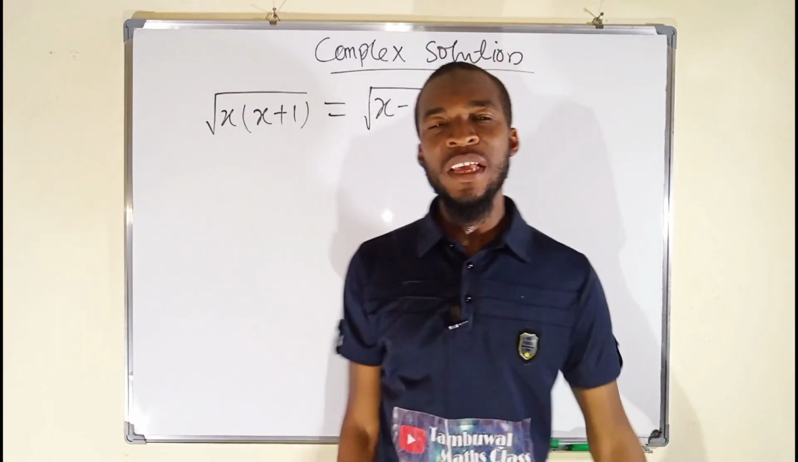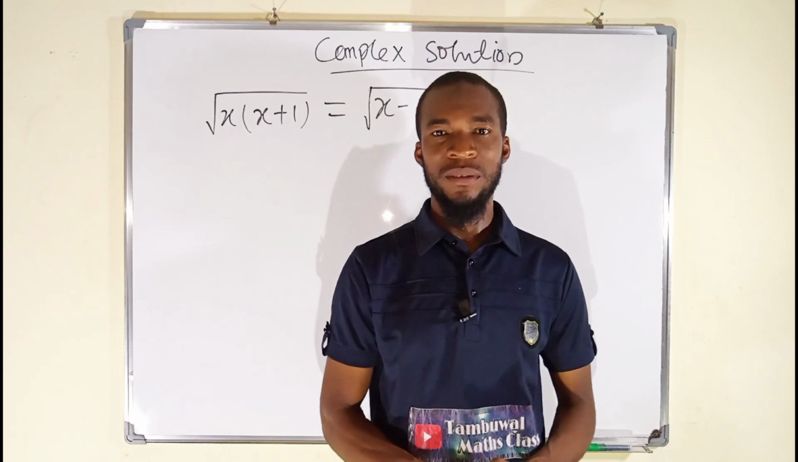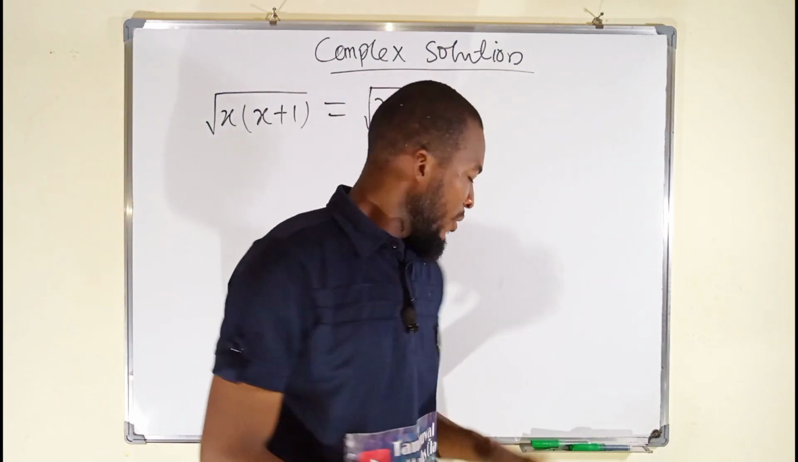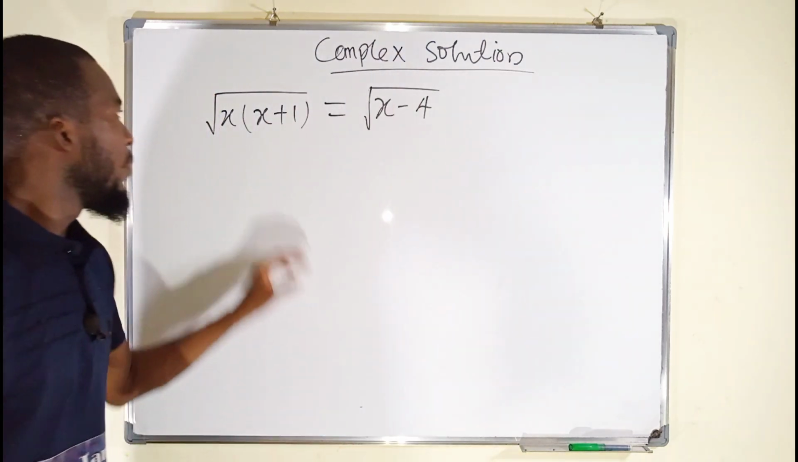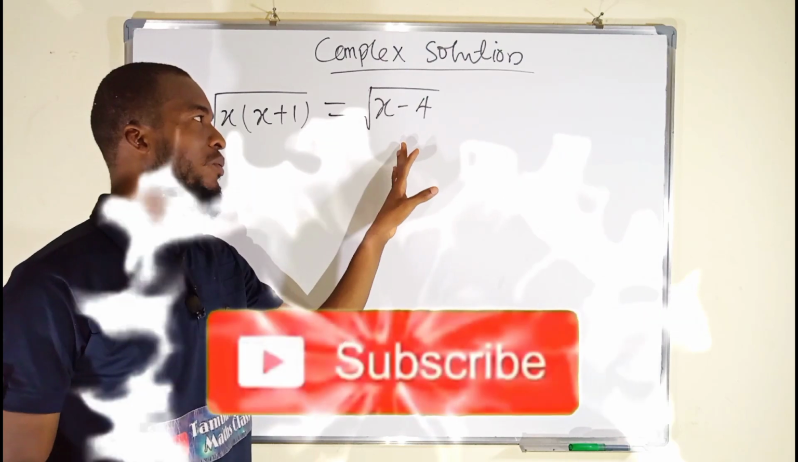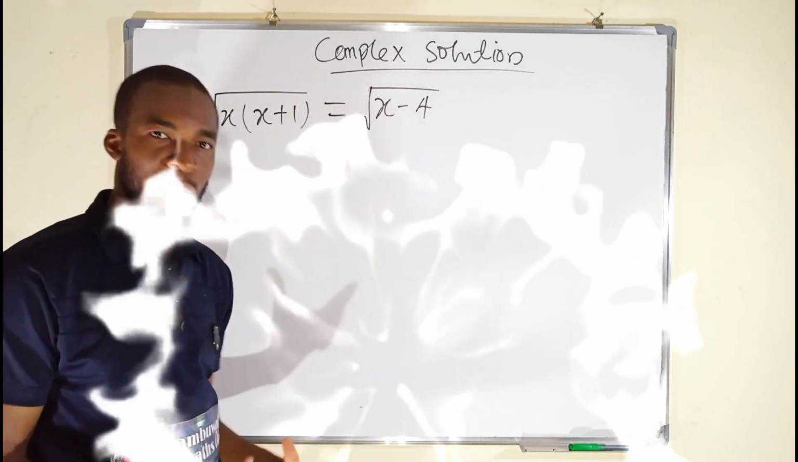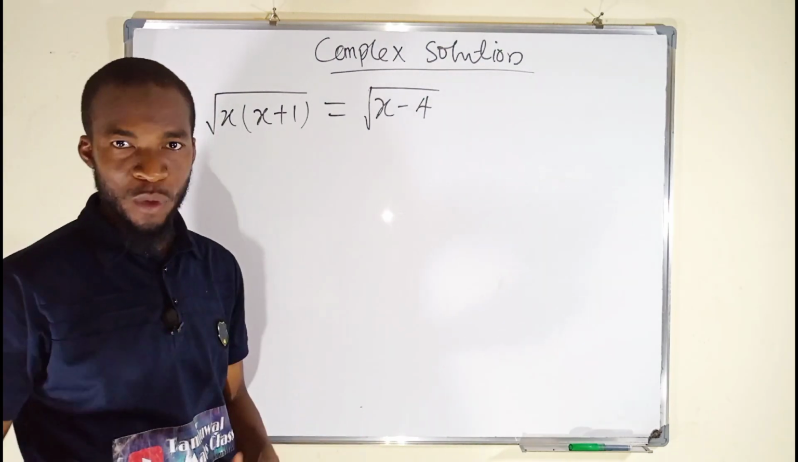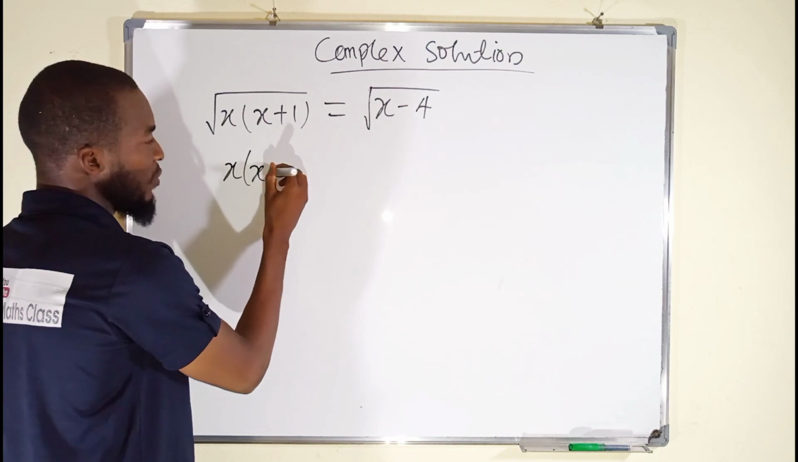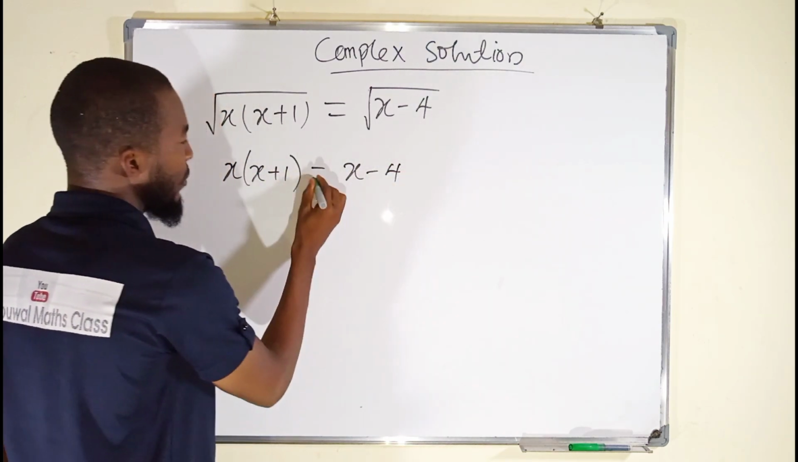This particular equation here has no real solution, but it has a complex solution, going back to the complex world. So let's solve it. We have square root of x multiplied by x plus 1 to the left, and we have square root of x minus 4 to the right. Both terms contain square root, so square root can cancel square root, leaving x plus 1 to the left, and this is equal to x minus 4.